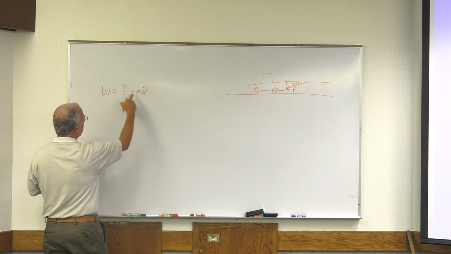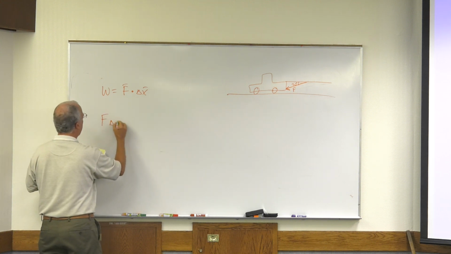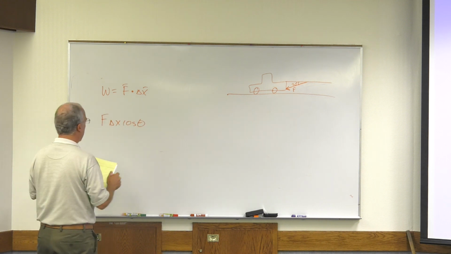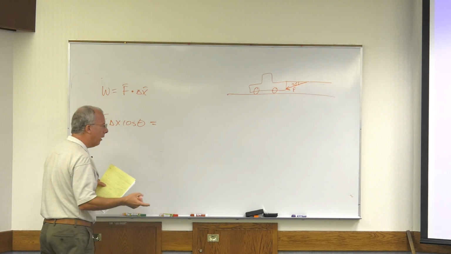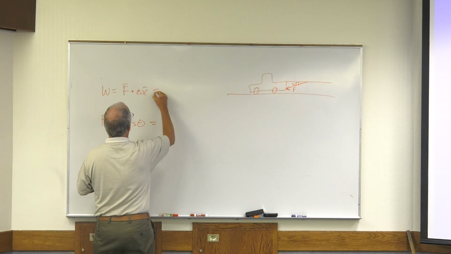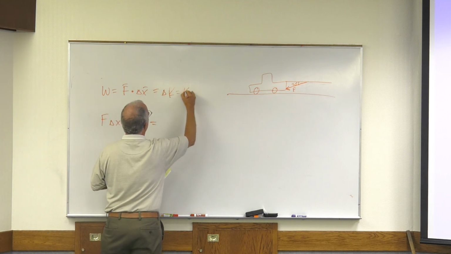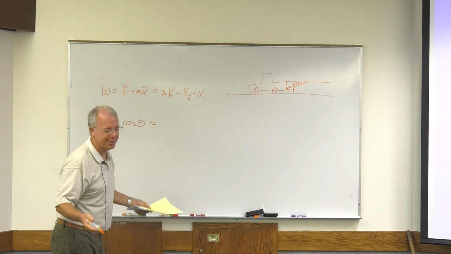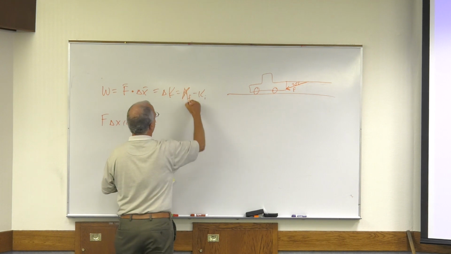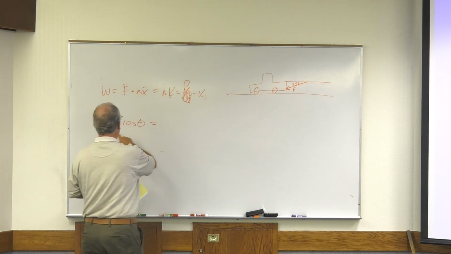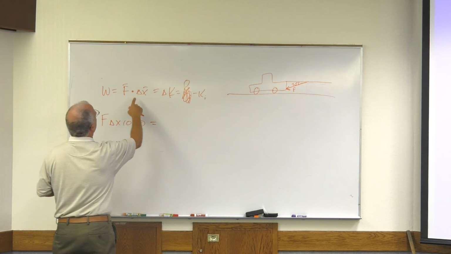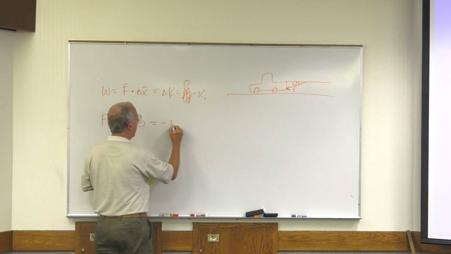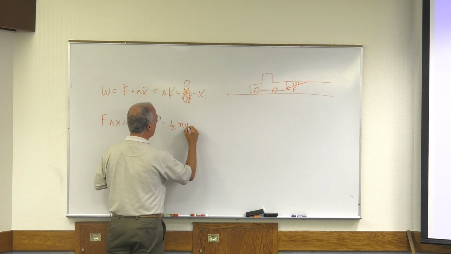Ready? So F dot delta x, that's F delta x cos theta, right? And again, it equals delta K, which is K final minus K initial. But what's K final? Hopefully 0, right? You're going to stop the car. So that's 0. So we just have F delta x cos theta equals minus K initial equals minus 1/2 m v initial squared.